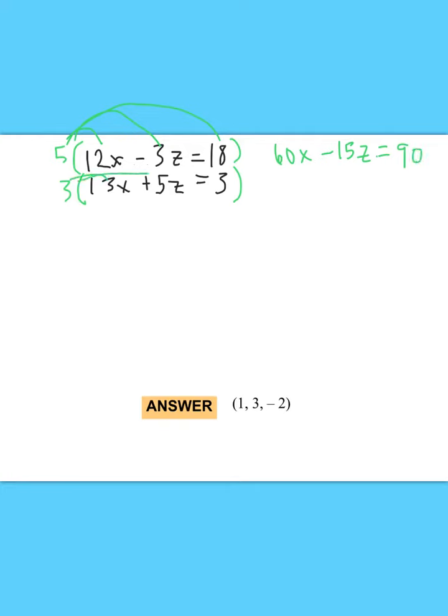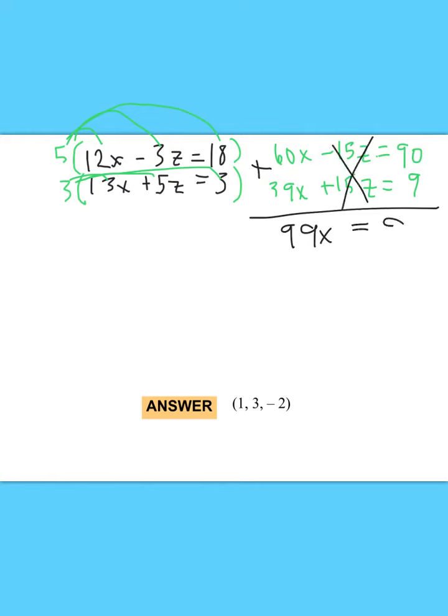and I'm distributing the 3 to every term, and I'll get 39x plus 15z equals 9. And when you add, you're going to get 99x, my z's eliminate, equals 99, divide by 99, and I get x equals 1. Okay, I have my x value.